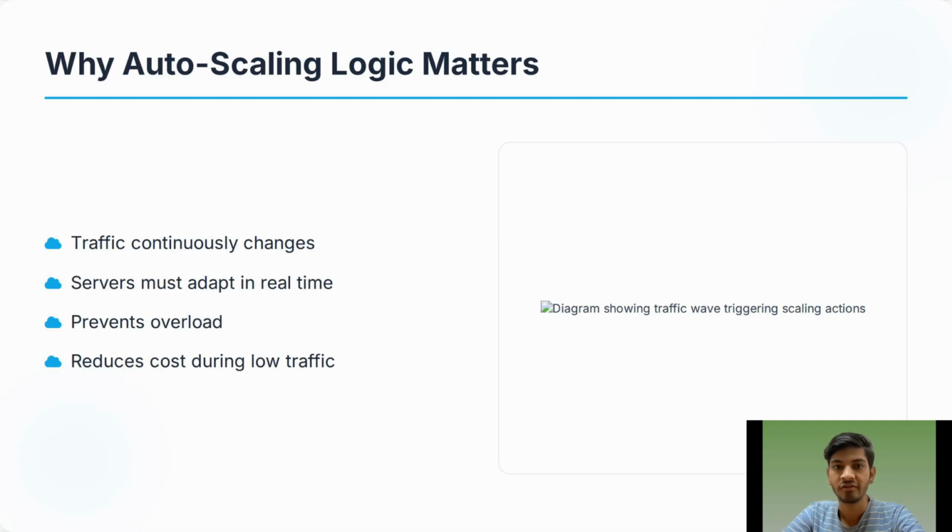Traffic constantly changes. Some days are quiet, and suddenly you get a huge spike. A good autoscaling system adjusts in real time, adding servers when needed and removing them when things calm down. This prevents overload during busy periods and saves money during slow periods.